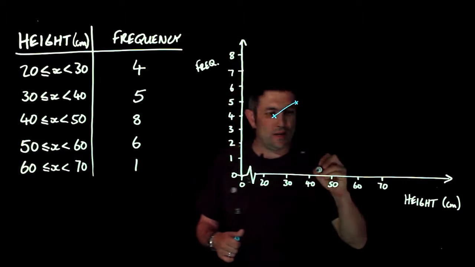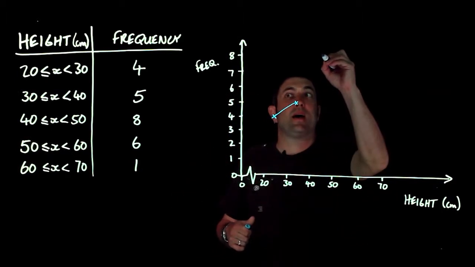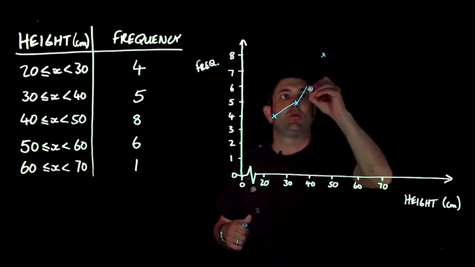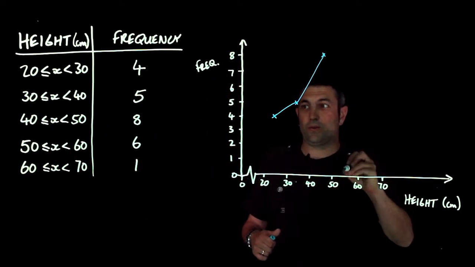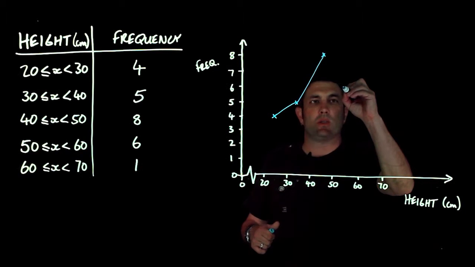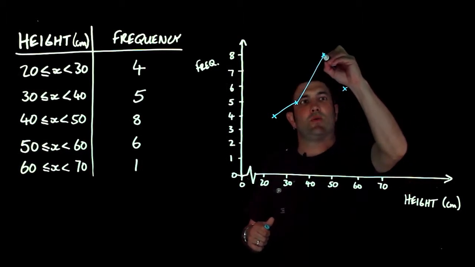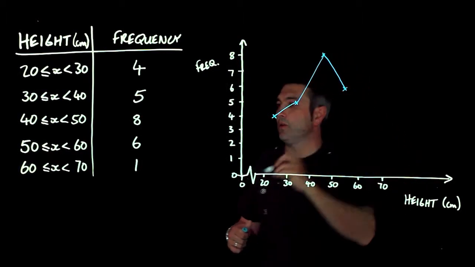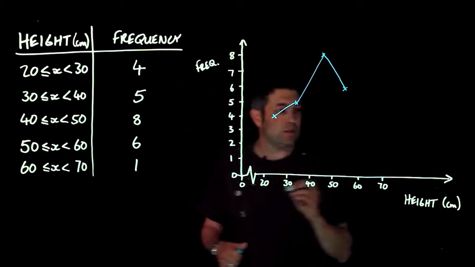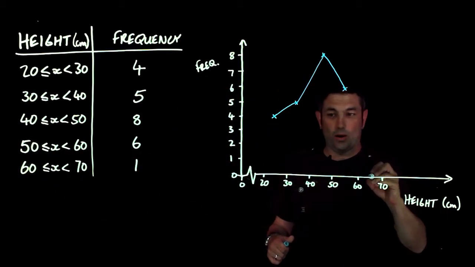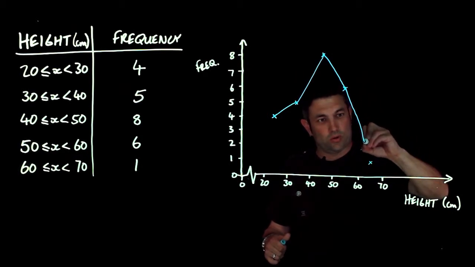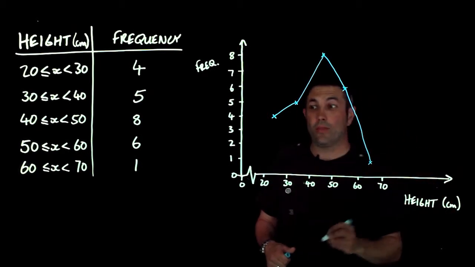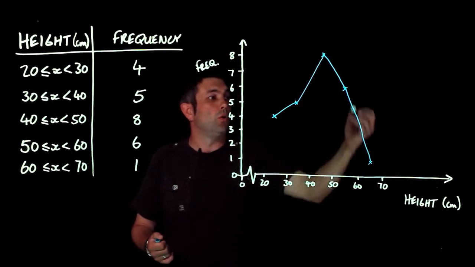40 to 50 is 8, halfway, go up to 8, there we go, draw a line, and 50 to 60 is 6, which is about there. A bit difficult for me to tell. You'll get graph paper to do this on, so don't worry about that. And 60 to 70 finally is 1, so I'll go halfway there and join up with a straight line, hopefully with a ruler. And there you go, there's your frequency polygon, all done.